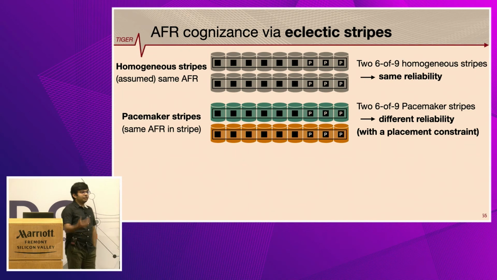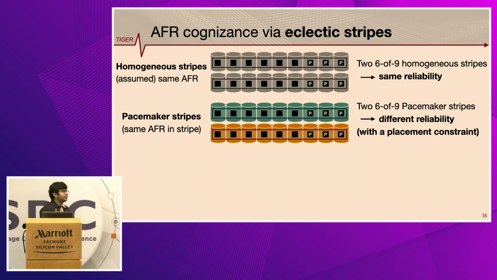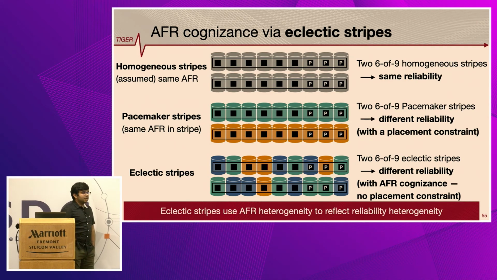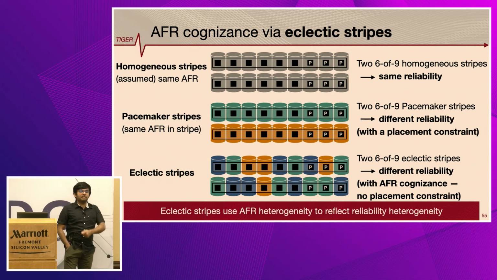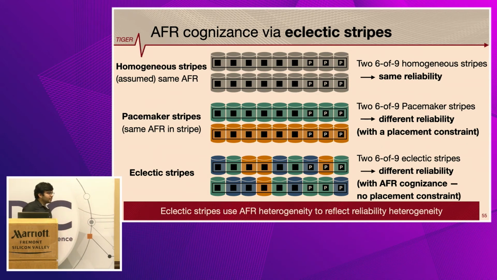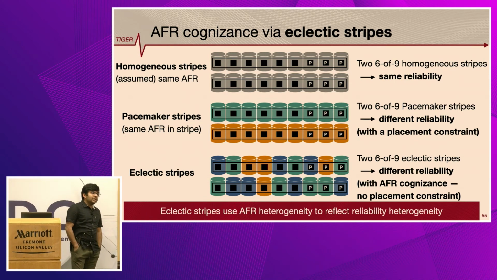In Pacemaker, you differentiate between disks of different makes and models or different failure rates, and two 6 of 9 stripes in different failure groups will in fact give different reliability, but this comes with a placement constraint. And eclectic stripes allow us to reason about the reliability of stripes by taking into account the differences in the failure rates of each of the individual disks combined in a stripe. And so we have developed a new way to calculate mean time to data loss that allows us to incorporate this AFR heterogeneity when calculating the MTTDL.